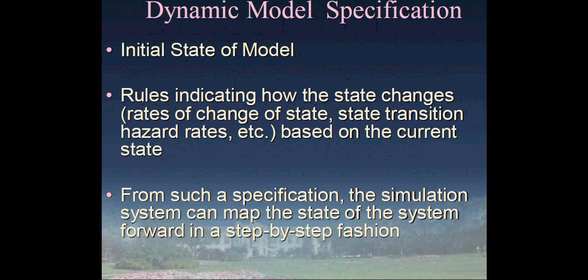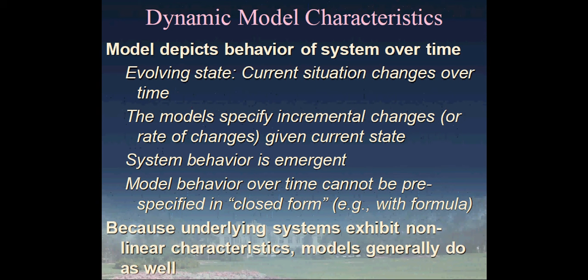So within this context, within dynamic models, we're trying to specify some initial state of the model, and rules indicating how the state changes based on the current state. So given the situation you're in, how is it going to change? What are the rates by which someone might develop diabetes if they're currently obese, for example, and of a certain age and a certain background? Or for a system dynamics model, how quickly the stocks will be changing. In other words, the rates of flows based on the current situation in a model. And there are similar constructs within discrete event modeling. And from such a specification of this initial state and these rules, the system can then map on a step-by-step basis how the system evolves over time.